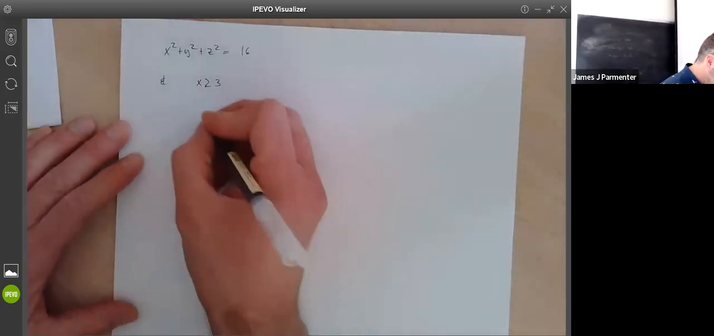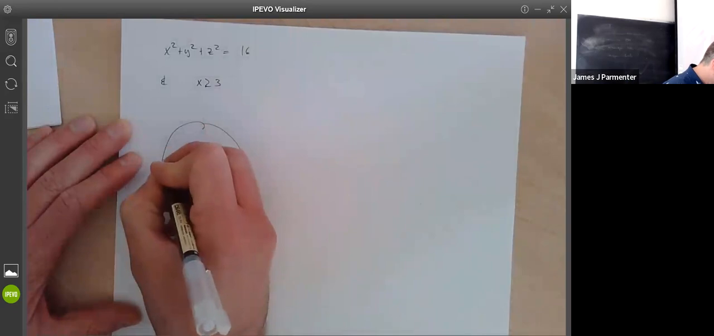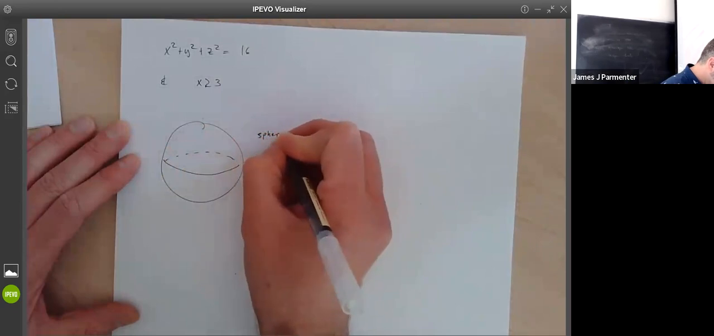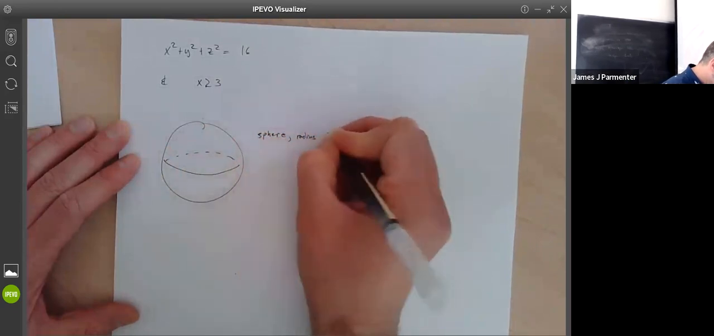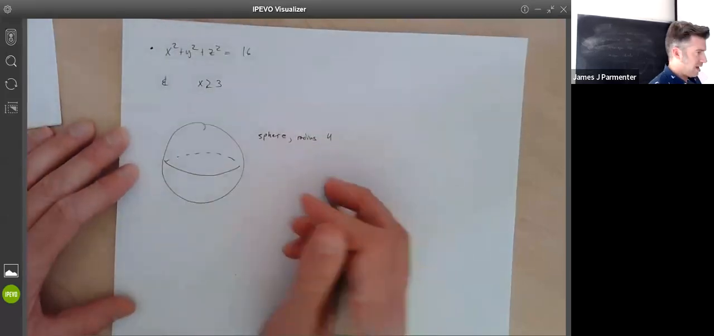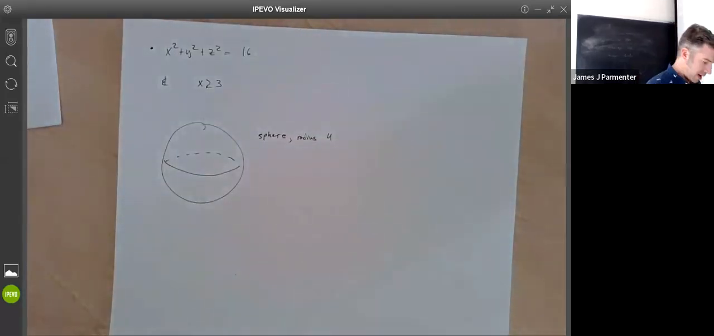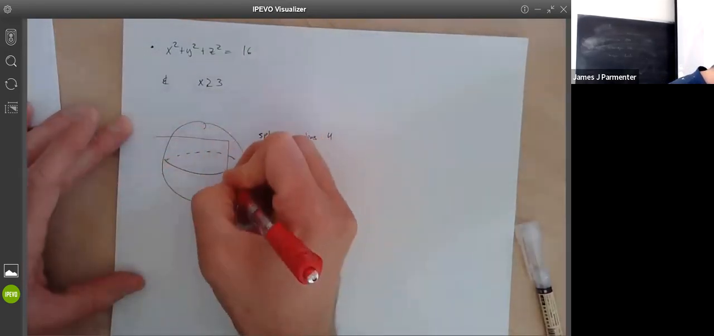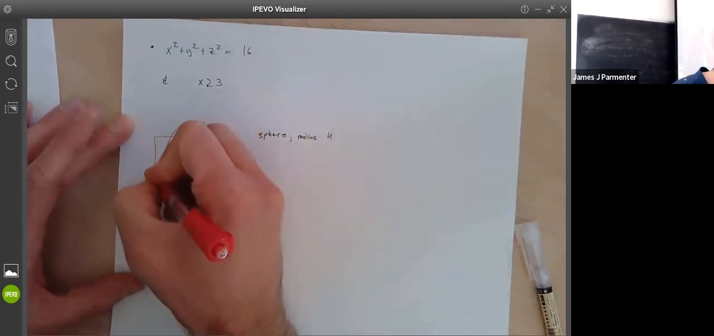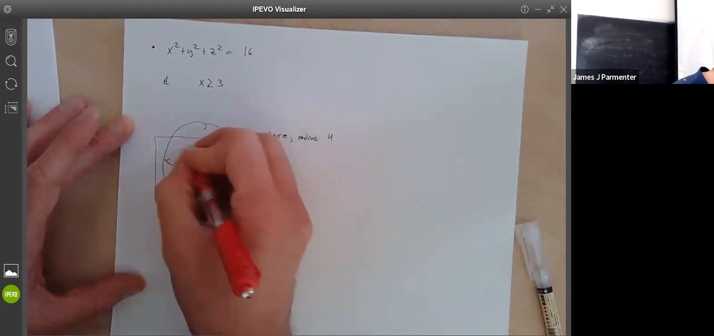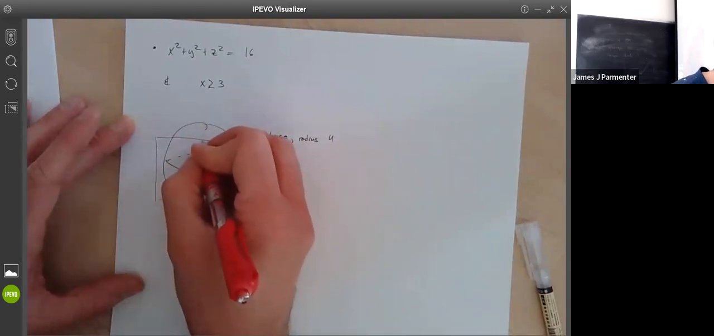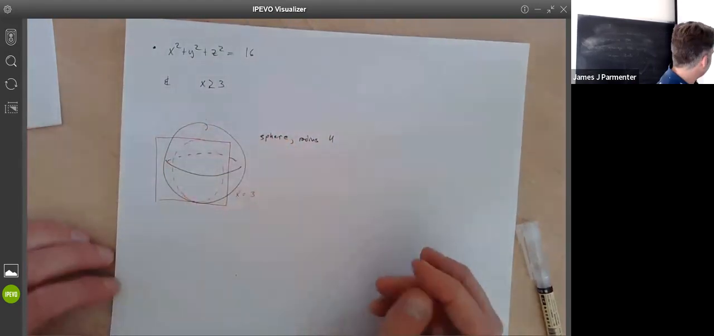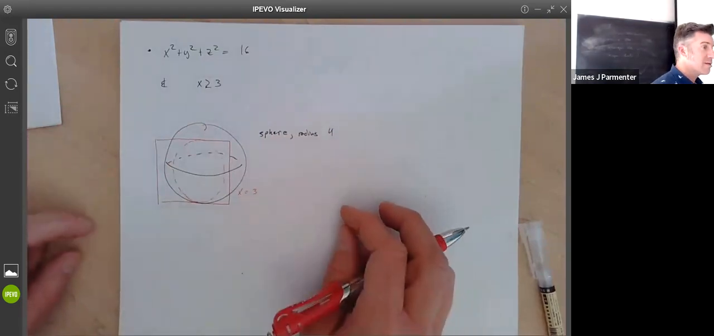So I'm taking this sphere of radius 4 and then I'm cutting off the back part of it, right? I'm slicing it with this plane x equal to 3. Oh man, I would really love... yeah, that's not my best work.